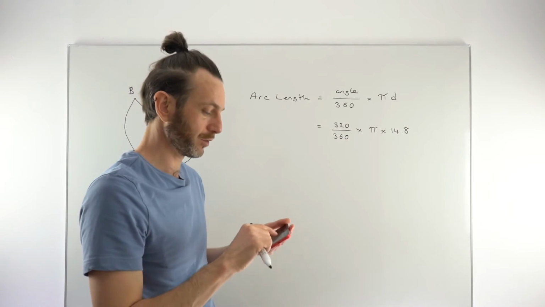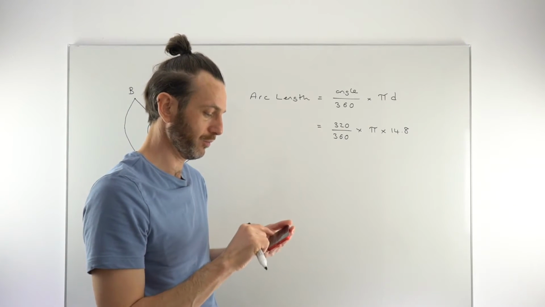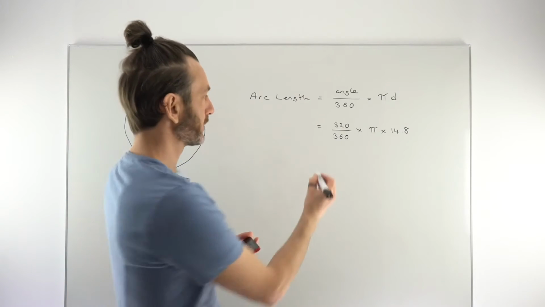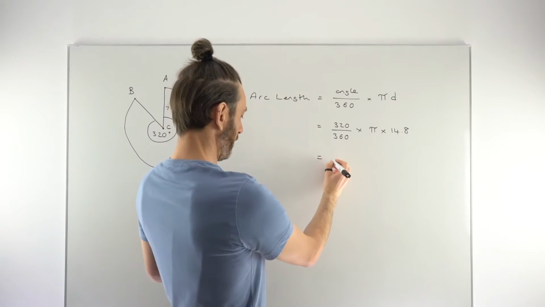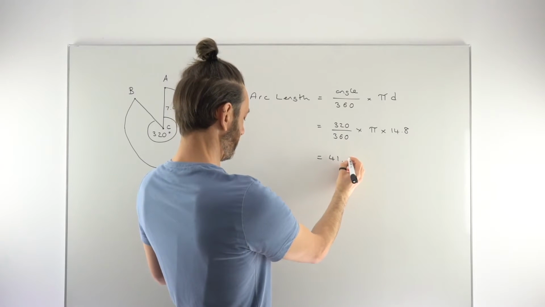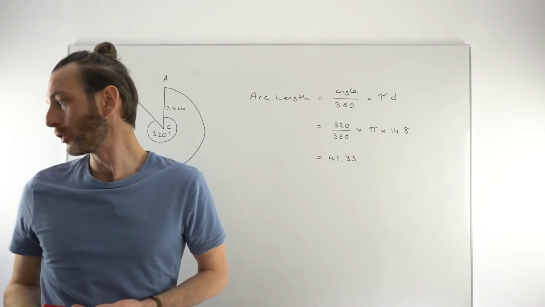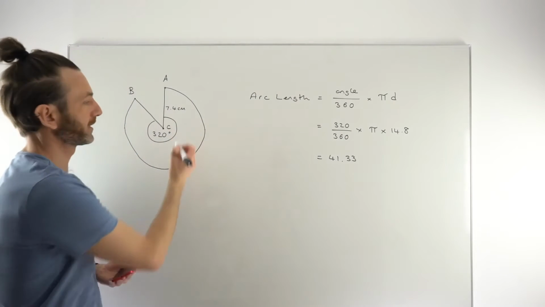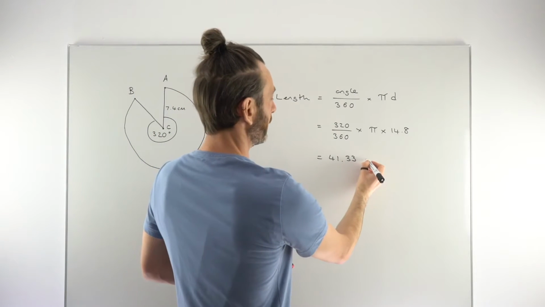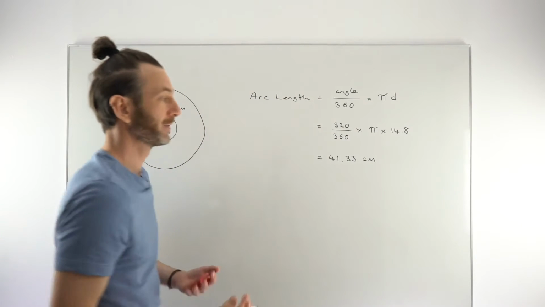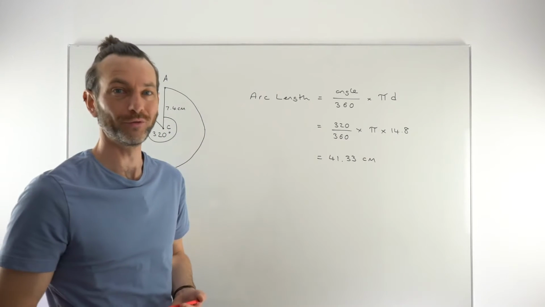It's not going to be super accurate, but it'll be roughly in the right ballpark. Okay, so this comes out to be 41.33. And just checking my diagram, it's in centimeters. So this is a length, remember, so that would just be centimeters. So a very straight up example of an arc length question.